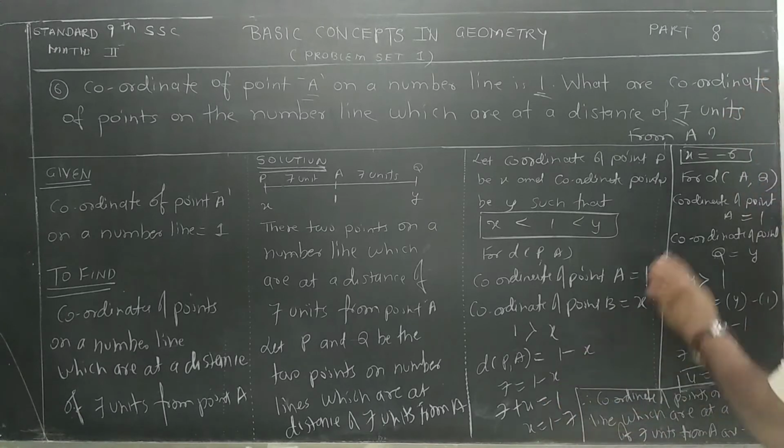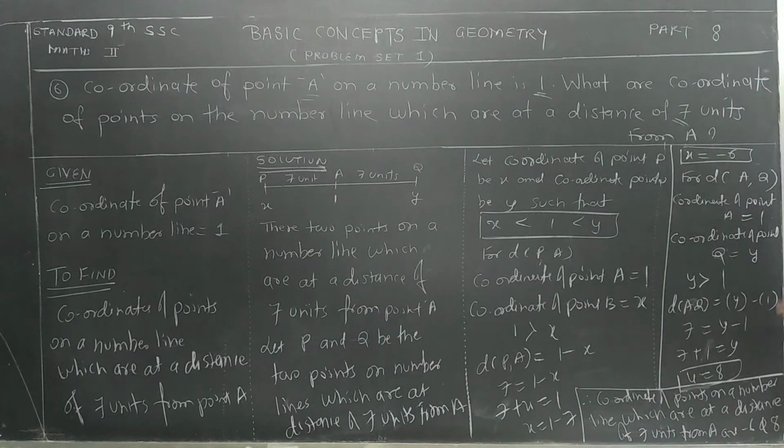It should be plus X only, that is minus X. And the coordinate of point A is equal to 1, Q is equal to Y, Y is greater than 1. So 7 is equal to Y minus 1, 7 plus 1 is equal to Y, Y is equal to 8. So this is the coordinate of point P, this is the coordinate of point Q. So what are you going to write? Coordinate of point on the number line which are at a distance of 7 units from point A are what?